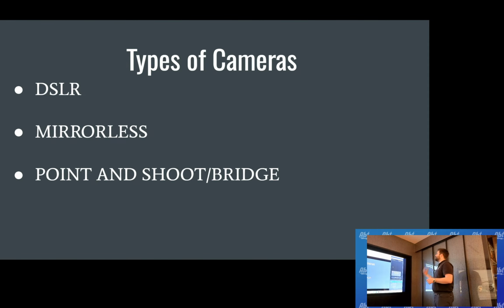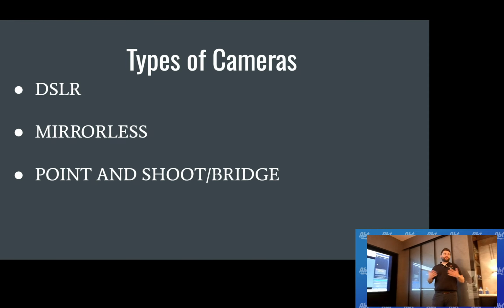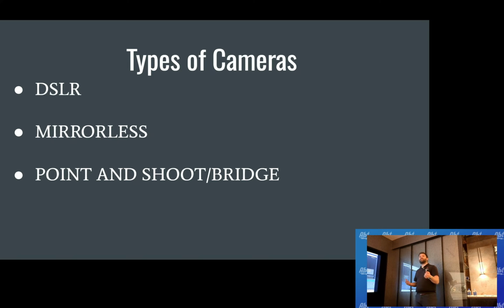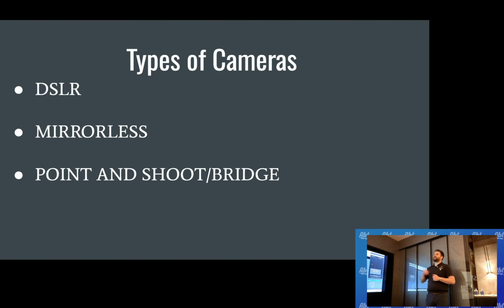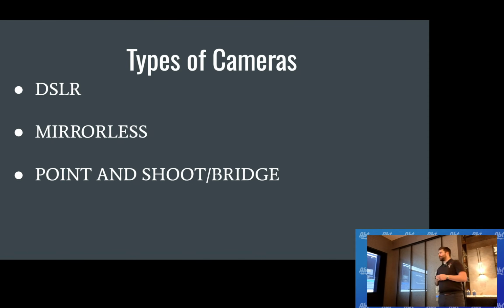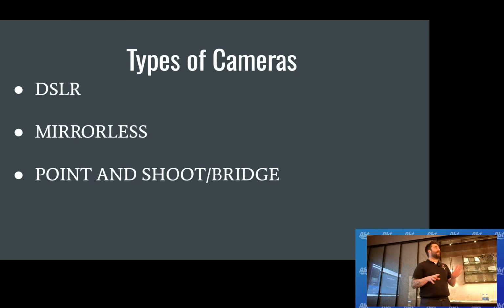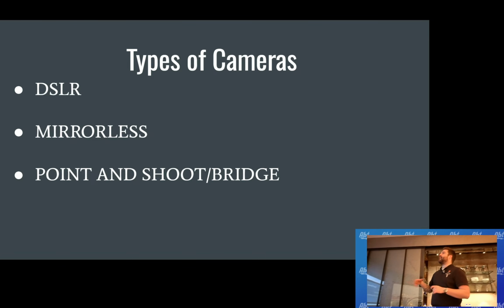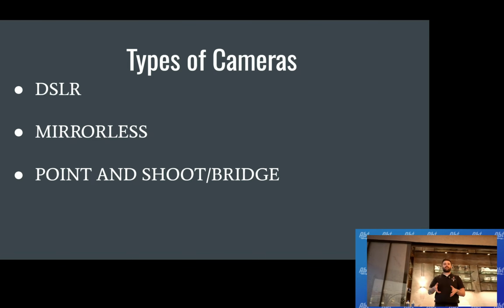Mirrorless is the next one, and it kind of implies in the name it does not have a mirror. So unlike its DSLR counterpart, there is no mirror in that camera. Lastly, point and shoot and bridge cameras are also extremely popular. Point and shoot and bridge model is going to be the type of camera that is a more middle ground of what we're talking about here.